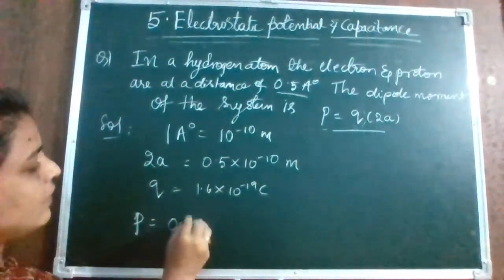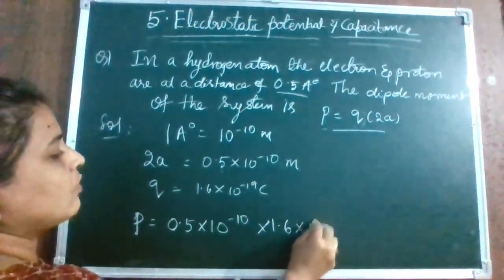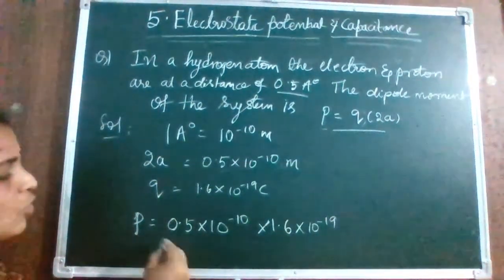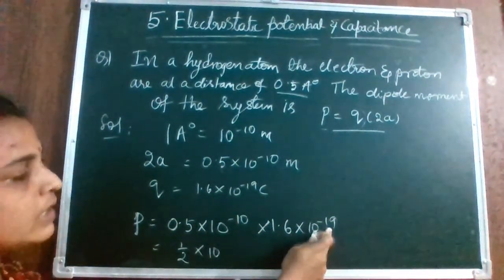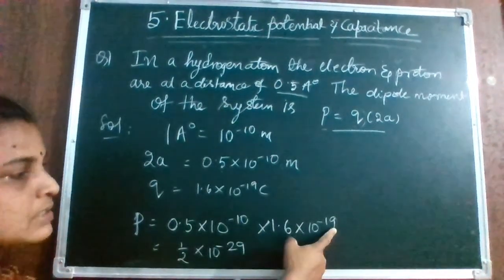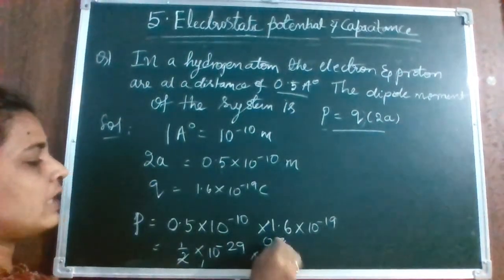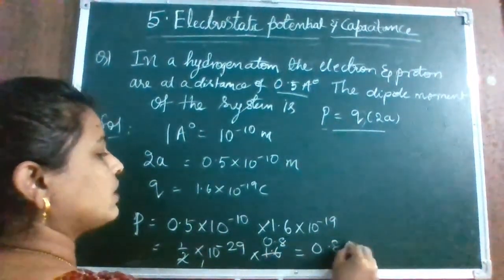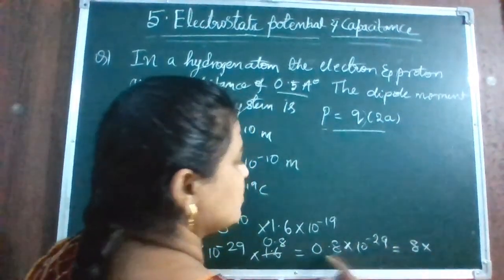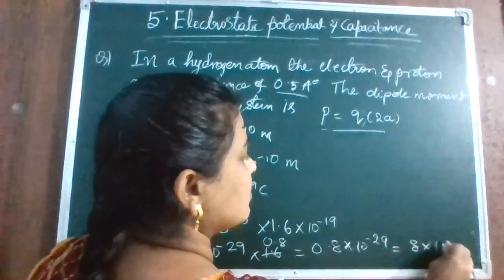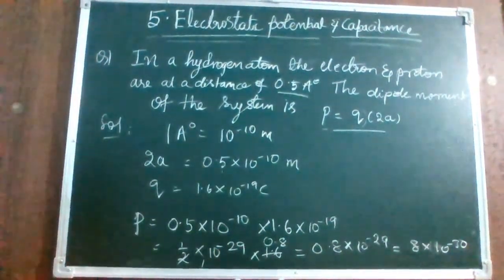P is equal to 0.5 into 10 to the power of minus 10 into 1.6 into 10 to the power of minus 19. 0.5 means 1 by 2, into 10 to the power of minus 10 and minus 19 becomes minus 29. Minus 10 plus minus 19, so minus 29, into 1.6. So we can cancel, 0.8. So 0.8 into 10 to the power of minus 29. That is equal to 8 into 10 to the power of minus 30, the answer for the electric dipole moment.